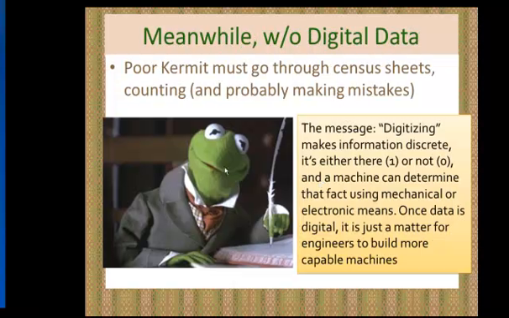So here's the old way. Kermit's doing the old way, had to go sheet by sheet, counting for the census. But digitizing makes information discrete. There's either a 1 there or not a 1. That's what discrete means. Discrete means there's no in between. There's no 1.5. It either is a 1 or it's a 0. A machine can determine that easily, either mechanically, as you saw in the previous example, or electronically, as it is done now. Once data is digital, it's just a matter of engineers coming up with capable machines to read it.